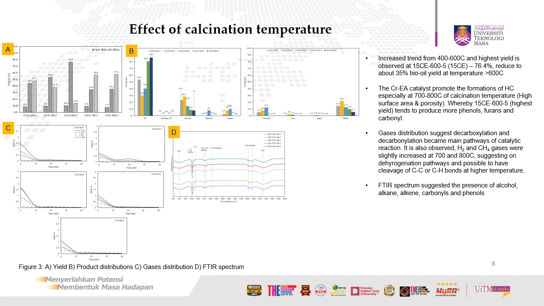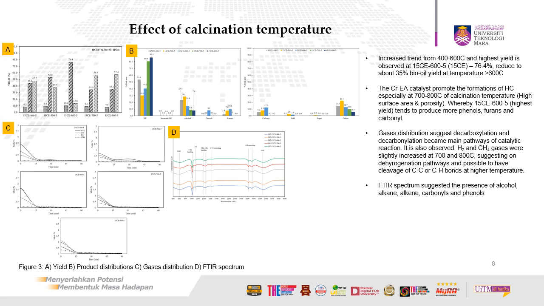However, we can see that at the maximum yield, it produces about 40% of the hydrocarbon and 34% of the alcohol, and it also produces high phenolics and high purines, and it produces high carbonyl product.